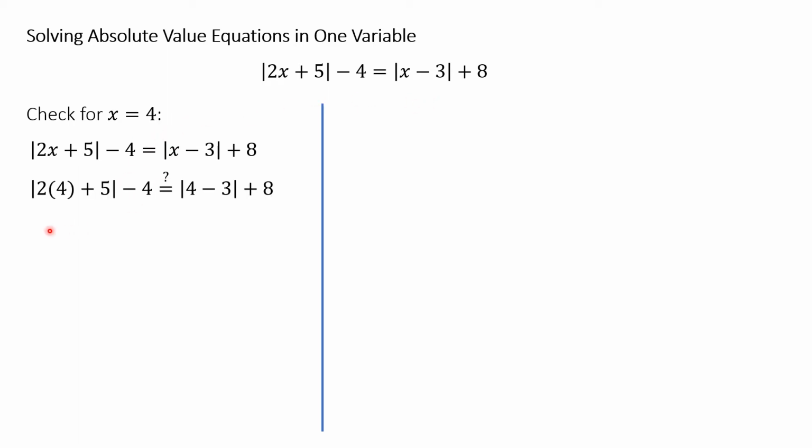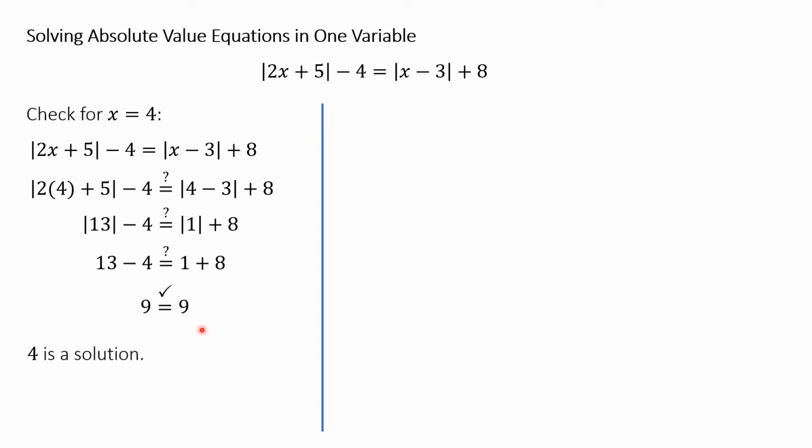Doing that, we'll have the absolute value of 2 times 4 plus 5 minus 4. Is this equal to the absolute value of 4 minus 3 plus 8? Simplifying each side, we'll get the absolute value of 13 minus 4. Is this equal to the absolute value of 1 plus 8? Simplifying further, we'll get 13 minus 4. Is this equal to 1 plus 8? Lastly, we'll get 9 equals 9, which is a true statement. Therefore, 4 is a solution.